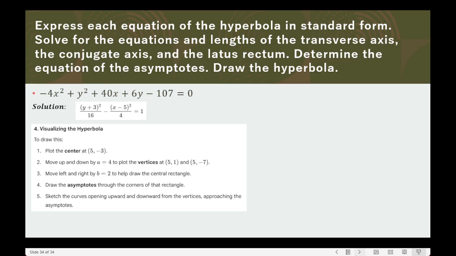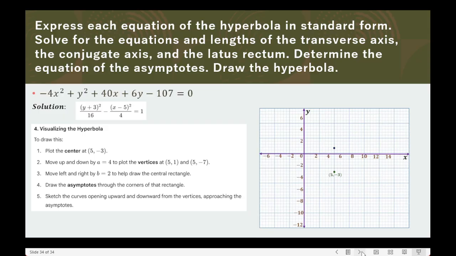Then to draw the hyperbola, we follow these steps. Plot the center at coordinates (5, -3). Of course, we prepare the Cartesian plane, then plot the center, then move up and down by 4 units to plot the vertices at coordinates (5, 1) and (5, -7). So this is (5, 1), and the bottom one is (5, -7). Then move left and right by 2 to help draw the central rectangle.